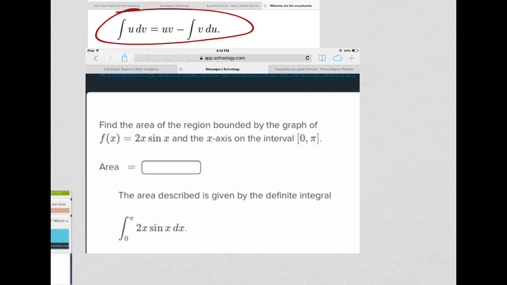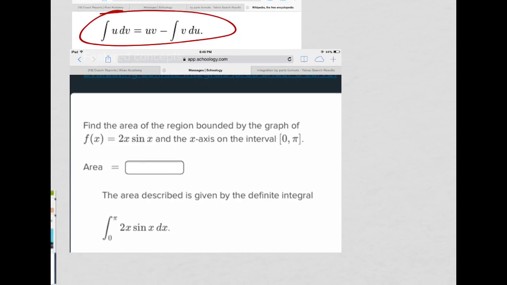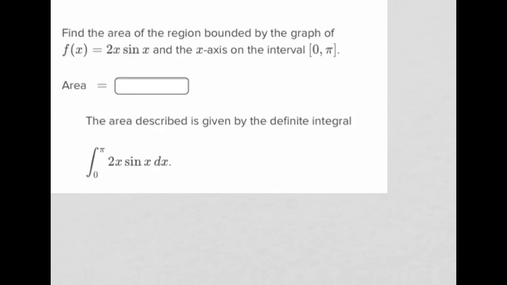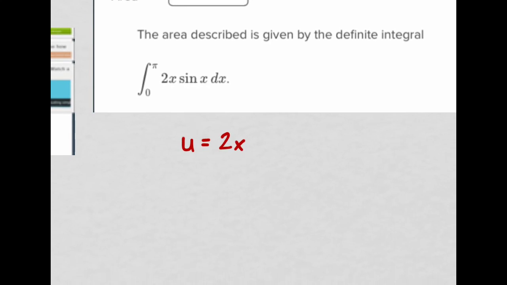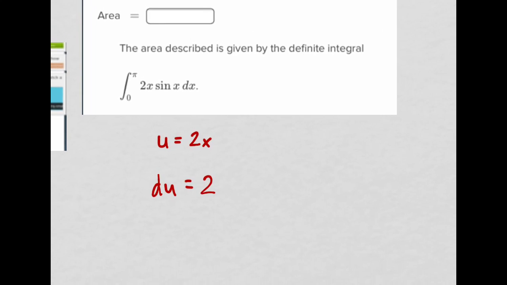We're going to choose a u. We're also going to choose a dv, and we're going to go. So this is how you do it. In this particular problem, I'm going to choose u to be 2x, and then du, that's just the derivative of that, and that would be just 2. So I choose a u and I get the derivative.